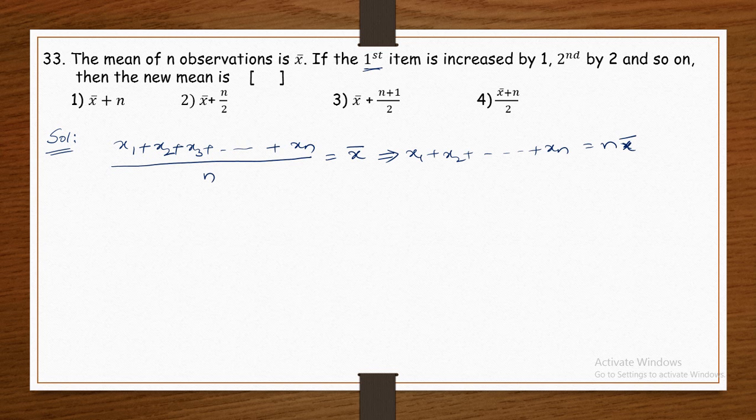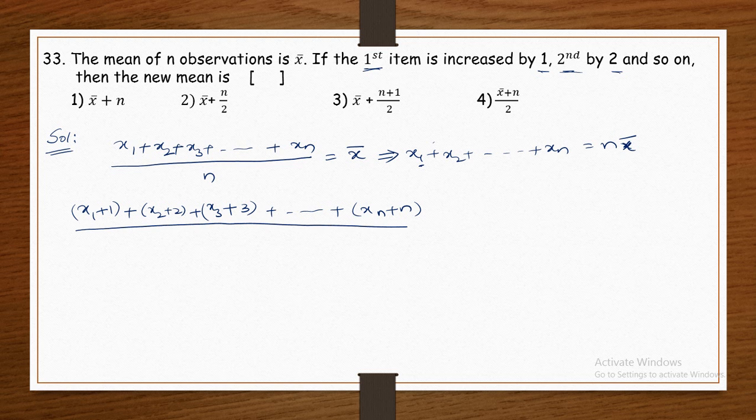If the first term is increased by 1, the second term by 2, that means each term is increased by its particular suffix value. So I can write it as x1 plus 1 is my first observation, x2 plus 2 is my second observation, x3 plus 3 is my third observation. Likewise, going on, the last observation will be xn plus n, and I am going to find the mean of this, which means the whole divided by n.